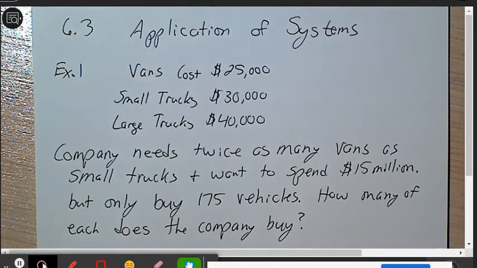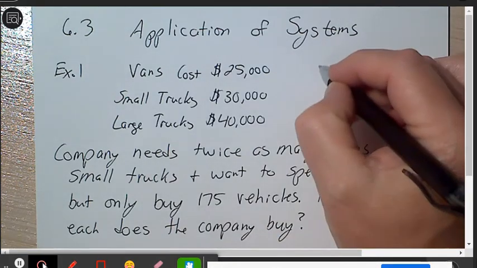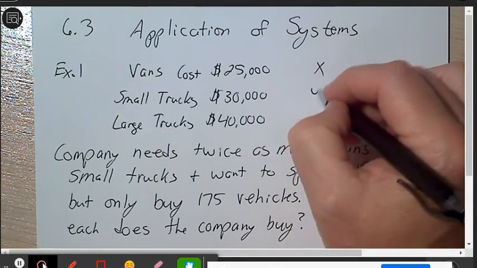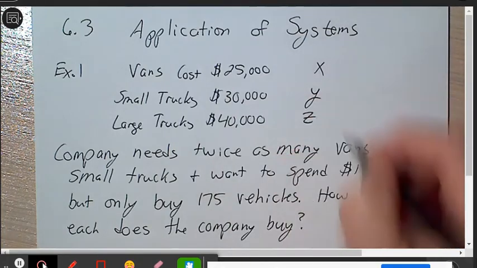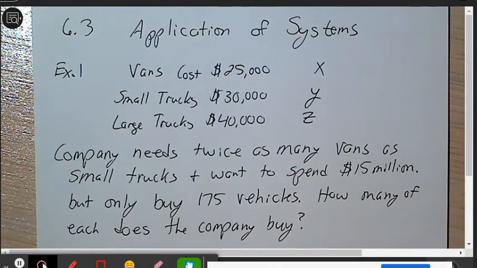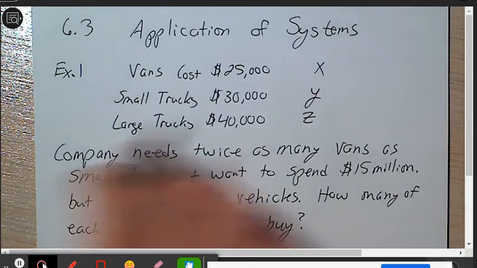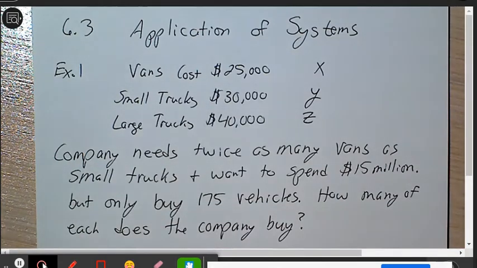Okay, so there's our first word problem. Vans are 25,000, small trucks are 30,000, large trucks are 40,000. We're going to buy 175 vehicles. We're going to spend 15 million, and we need twice as many vans as we do small trucks. So the very first thing is to figure out our variables: vans we'll call X, small trucks are Y, and large trucks are Z, because we've got to have some combination of these. This is where you take the word problem and figure out what your three equations are.